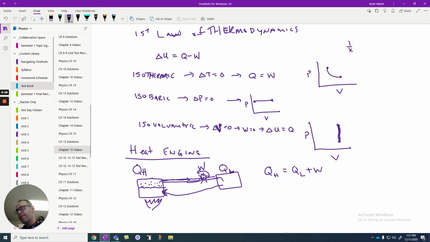And if we want to know how efficient a heat engine is, the efficiency of a heat engine is the amount of work done compared to the amount of energy you had to start with. Did you get 60% of the energy to do work, or was it only 20%? Knowing how efficient something is allows us to know just how good we're doing.